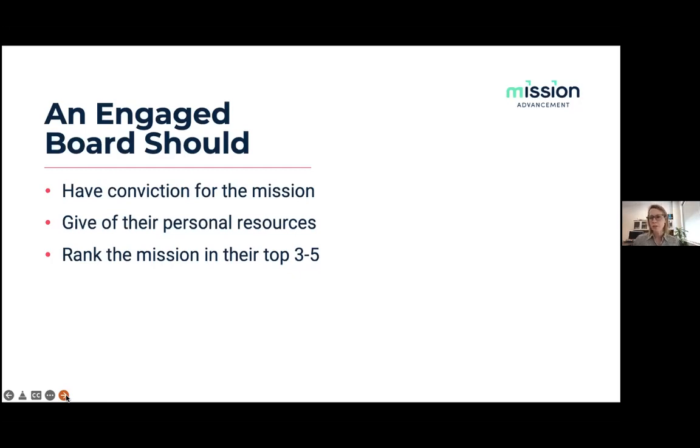So just understanding their philanthropic priorities and whether your board is really where they give their best energy and attention and philanthropy is an important question to ask. They should be willing to introduce people.